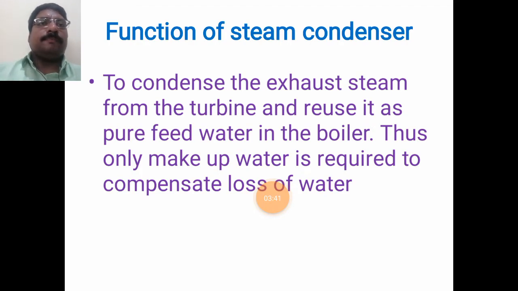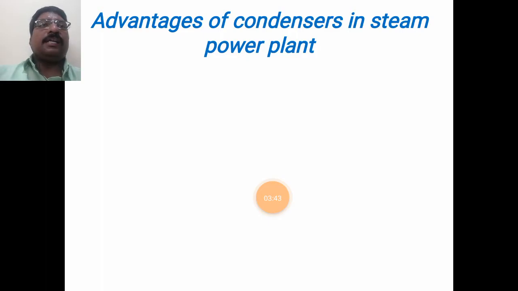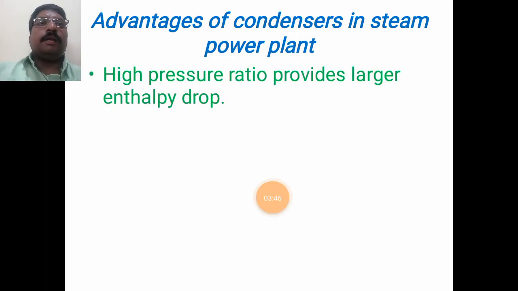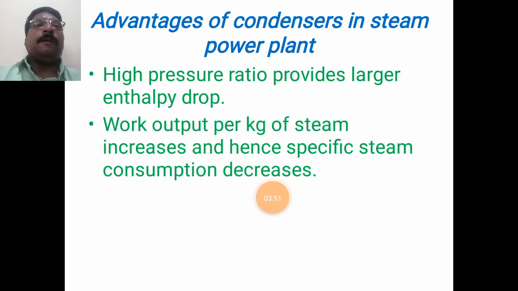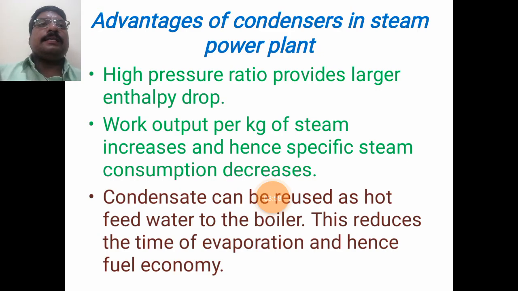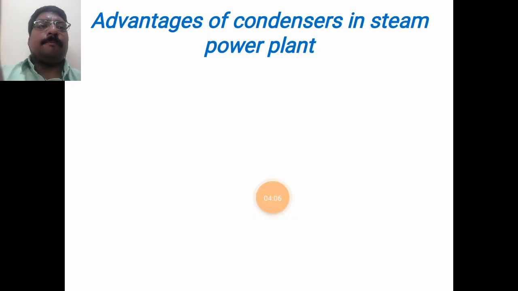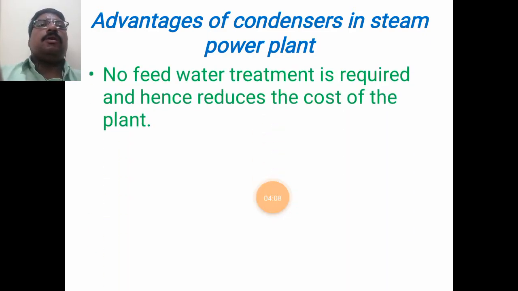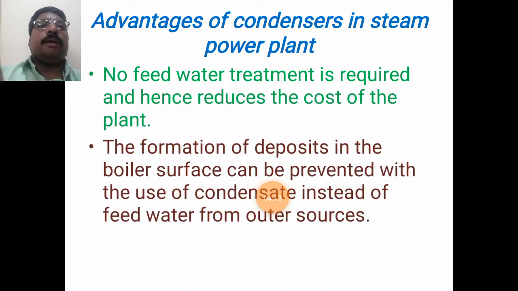Next, what are the advantages of condensers in a steam power plant? High pressure ratios provide larger enthalpy drops. Work output per kg of steam increases, hence specific steam consumption decreases. Condensate can be reused as hot feed water to the boiler. This reduces the time of evaporation, hence fuel economy. Next, no feed water treatment is required. And next, the formation of deposits on the boiler surface can be prevented.